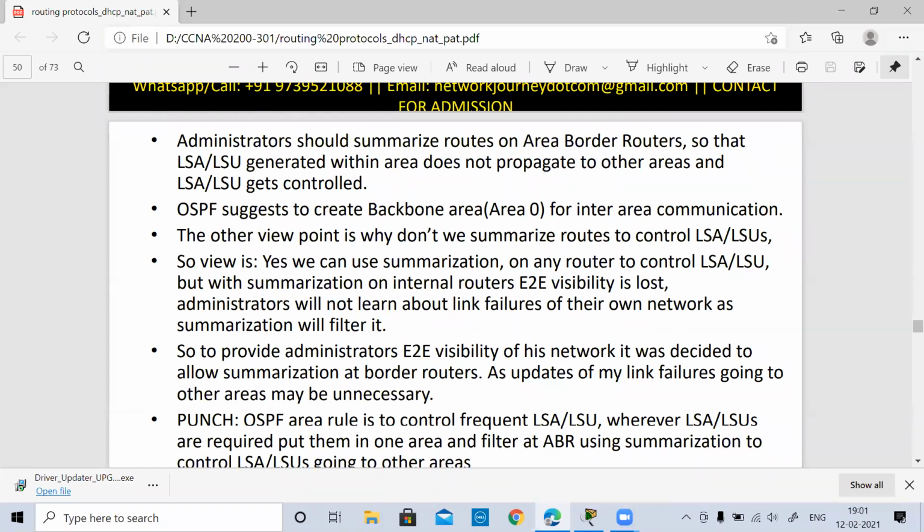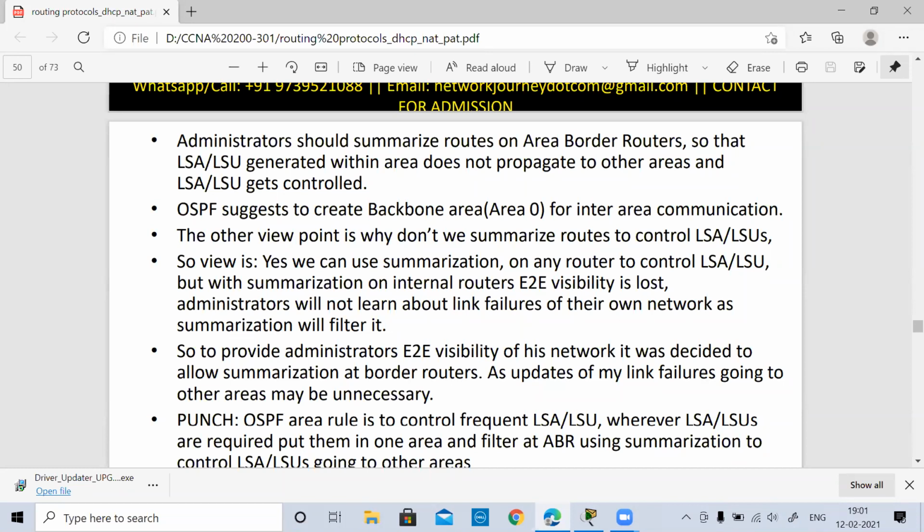Now this is understood, that administrators have to summarize the routes on the area border routers so that the advertisement generated within the area does not propagate to other areas, and they are controlled. So summarization has to be taken care of by the administrators, who summarize at the area border routers such that their link states are not propagated.